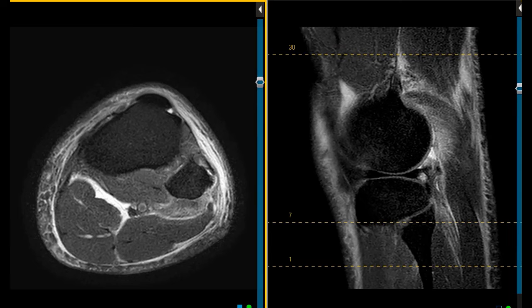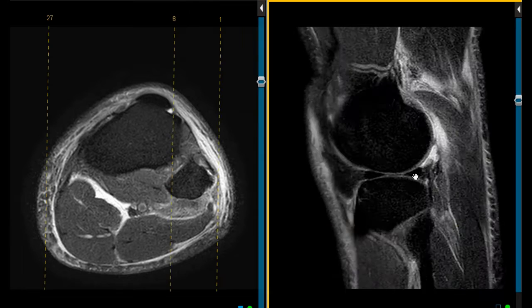Hello, this is Dr. Gay from First Look MRI, and this is a 25-year-old male who injured his knee recently. He's got lots of swelling around the knee, and he has some interesting findings here.